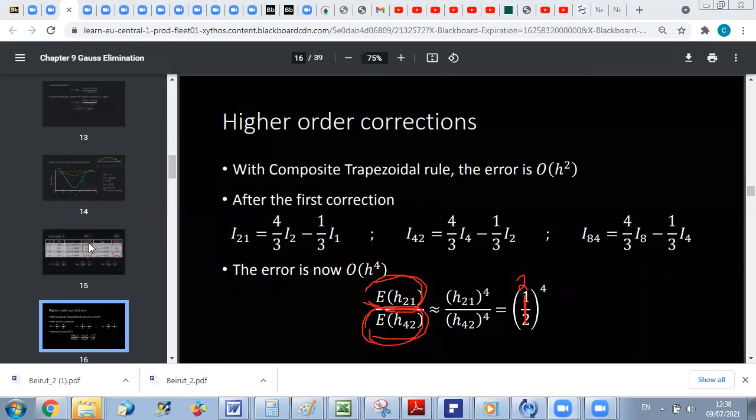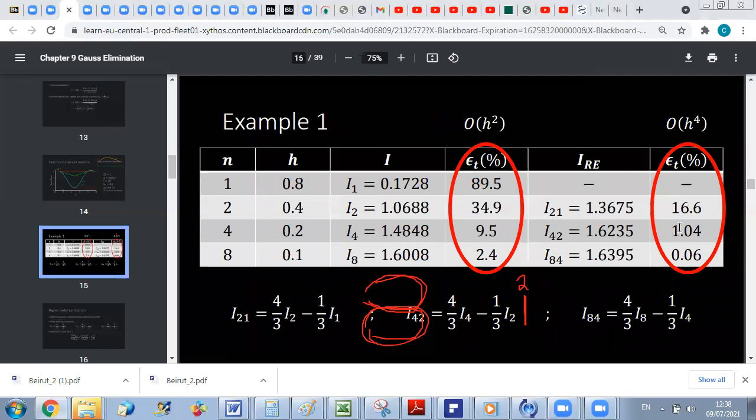So if you go to your results here, when doing the first Richardson extrapolation, you got that your error is of order h to the power 4, and you expected then that your error will be divided by 16, and this is what you got. So when going from here to here, it's nearly over 16, and when going from I42 to I84, it was also divided by about 16.